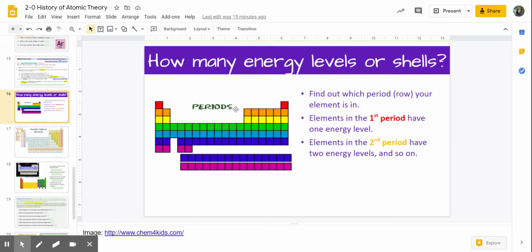For example, the atoms in the second row, they all have 2 shells for their electrons. We call those rows periods. So the red colors represent the first period with 1 shell, and the second period represents the atoms with 2 shells for the electrons.